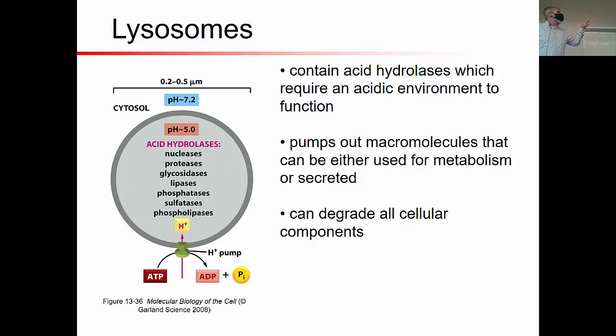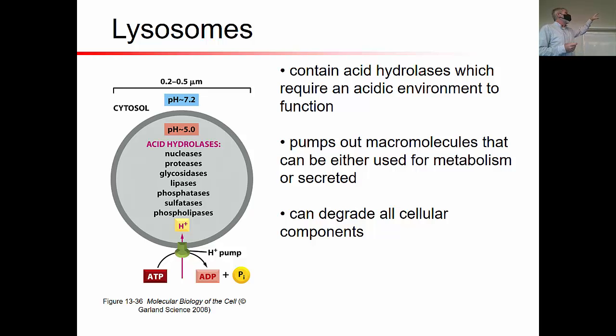So the compartment itself, you can see the pH is about 5. If we consider physiological pH at 7, we know the pH scale is a log 10. That means that this is 100 times more acidic than the cytosol. So inside this, there are a series of what are called acid hydrolases. What does a hydrolase do again? Do we remember? Yeah, they break bonds by adding water to them.